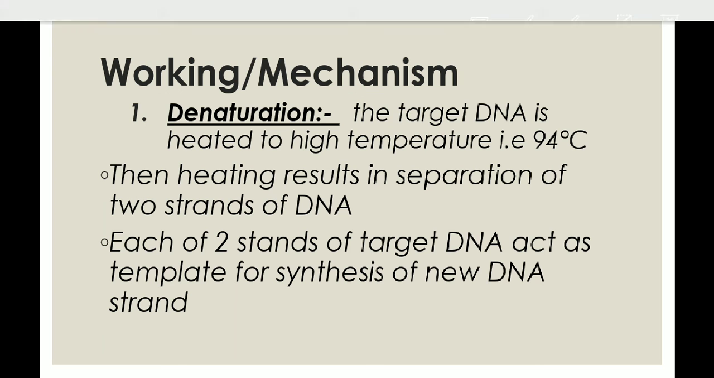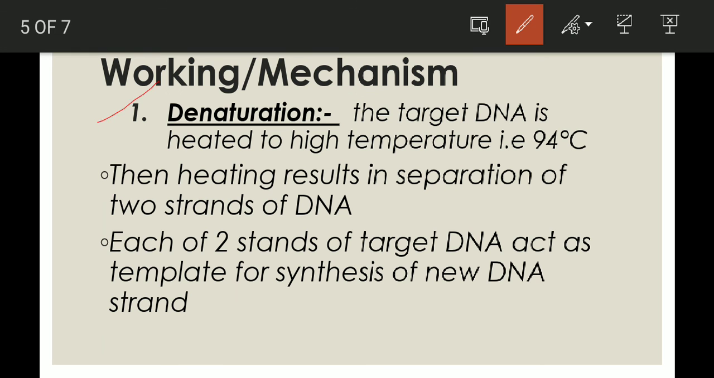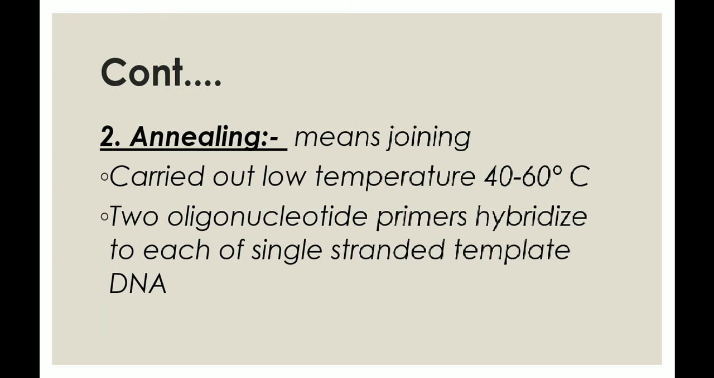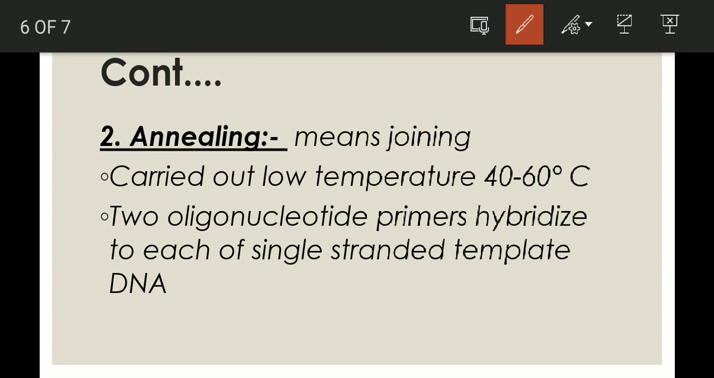Next, these are the steps which I will explain as written here. In denaturation, the target DNA is heated to a high temperature, that is 94 degrees Celsius. Heating results in the separation of the two strands of the DNA. Each of the two strands of the target DNA acts as a template for synthesizing a new strand of DNA.